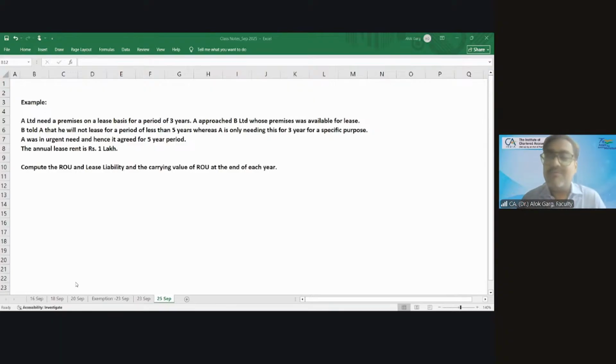What mistake do students make in the exam or in their practical life? Either they depreciate for 5 years, or they compute the ROU for 3 years only and depreciate for 3 years. Are you getting me? The mistake is that they compute the full 5-year ROU on the basis of 5 years of lease payments and depreciate over 5 years. That is a mistake. Mistake number 2: you calculate the depreciation period correctly as 3 years, but you compute the ROU for 3 years only. You are paying for 5 years.